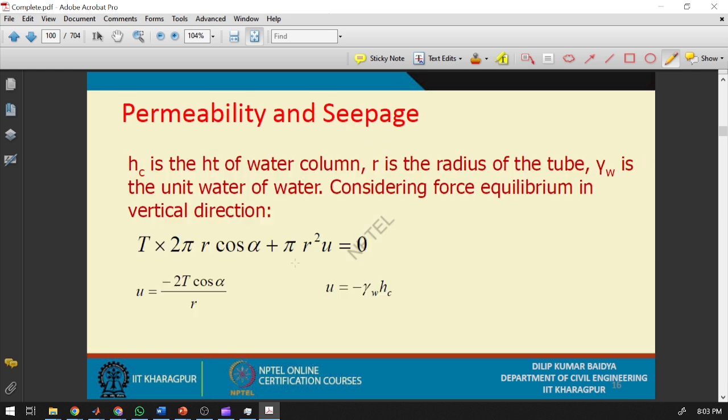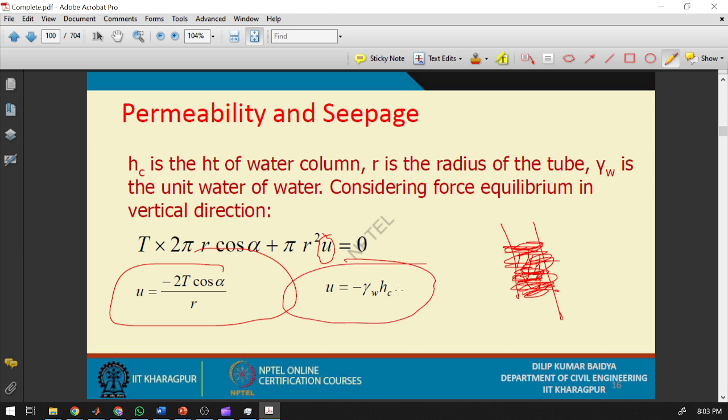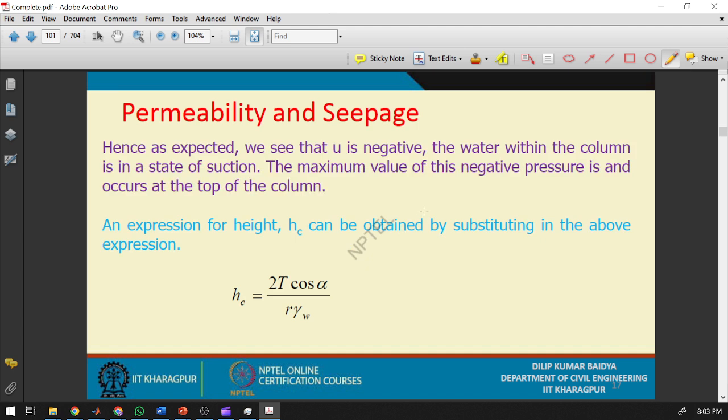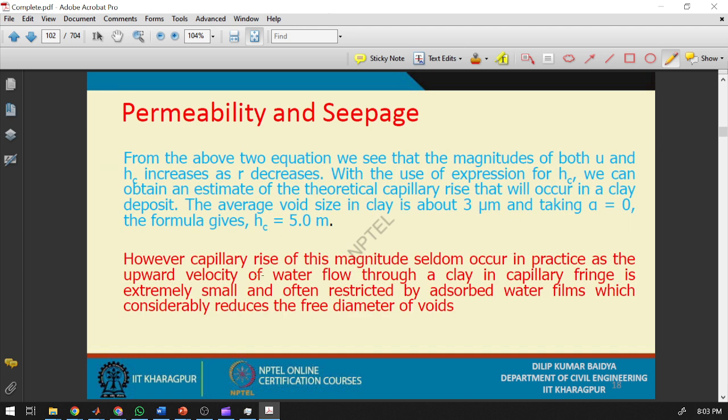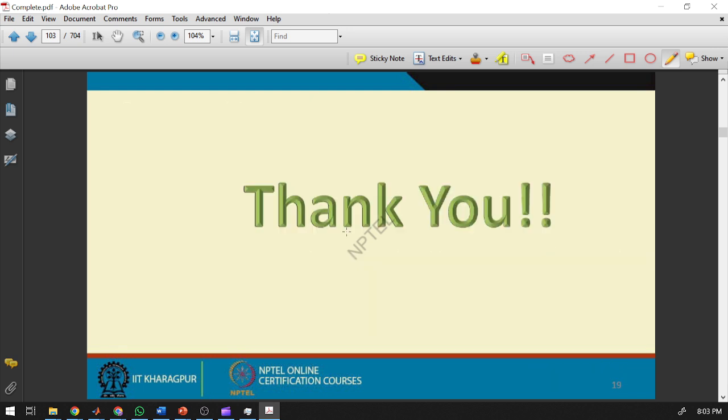Yeah, T into 2 pi r cos alpha plus pi r square u is equal to 0, where u is your pore pressure in the water that is present in the tube. So u is equal to, we get this capillary height.